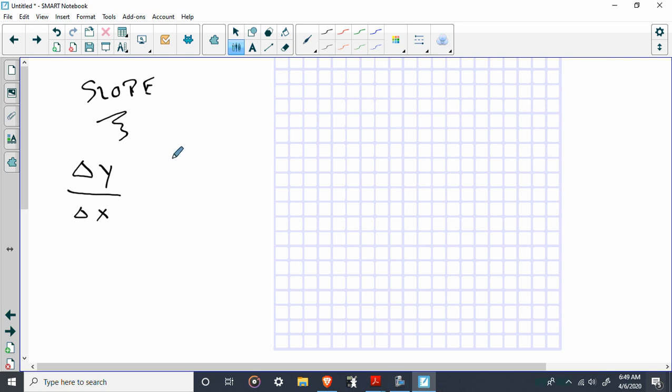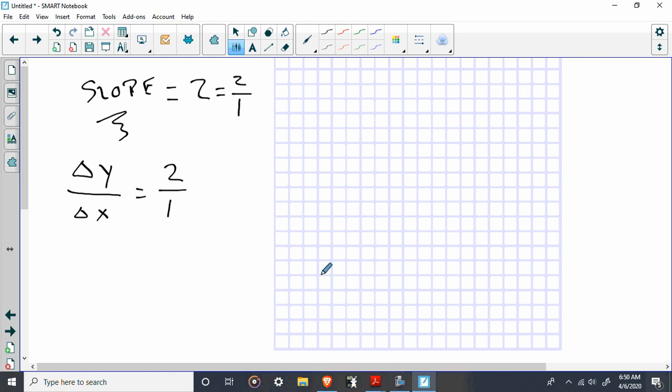So if I said a slope was equal to 2, all you need to do is take 2 and put it as a fraction. So 2 as a fraction is 2 over 1, any number over 1. So what was that? Your change in y was 2, your change in x was 1.